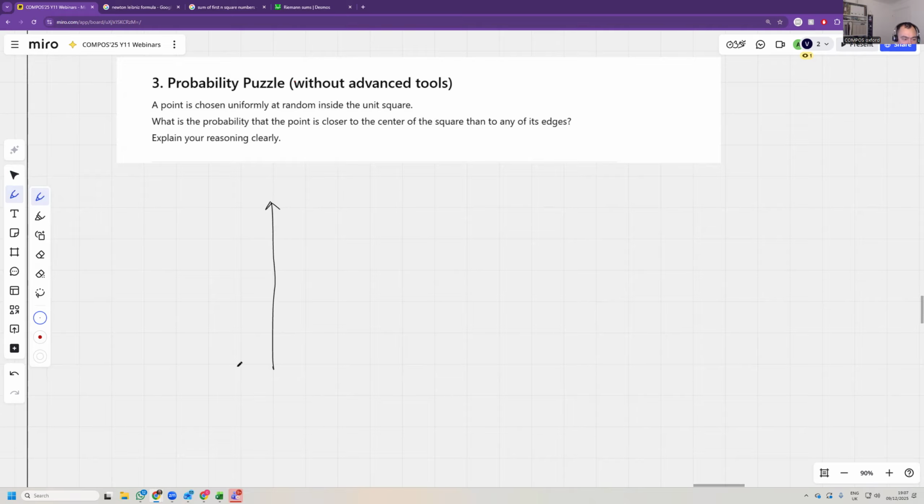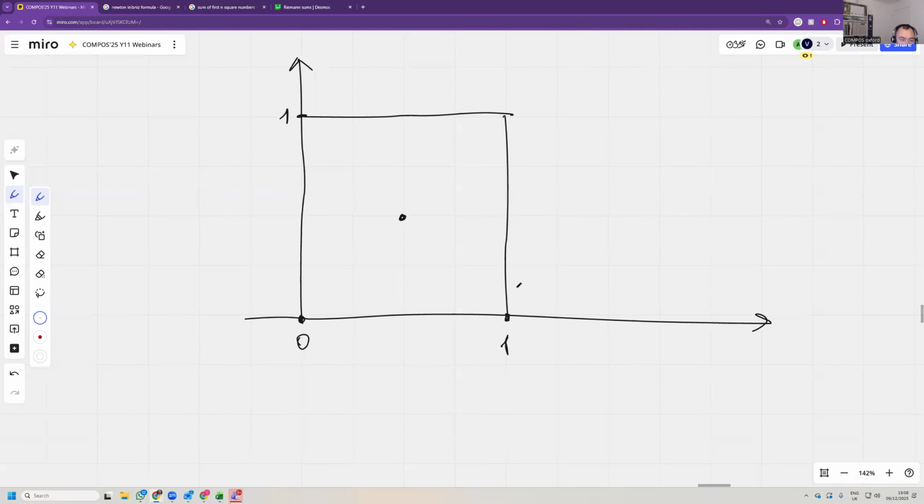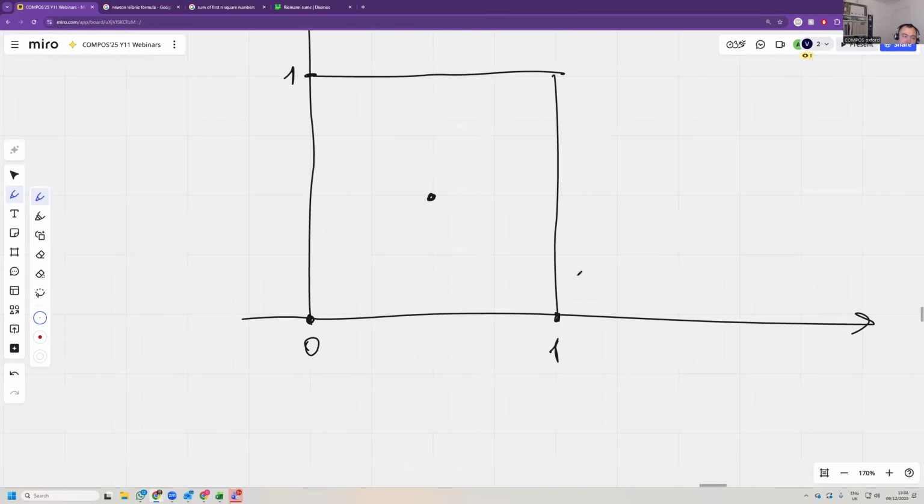So a unit square, let's say it's a square at 0, 1, and this is 1. Okay. And you choose a random point inside the square. What is the probability that it is closer to the center? So this is the center. And to any of its edges? Well, you employ the law of symmetry here because you can split the square like this.